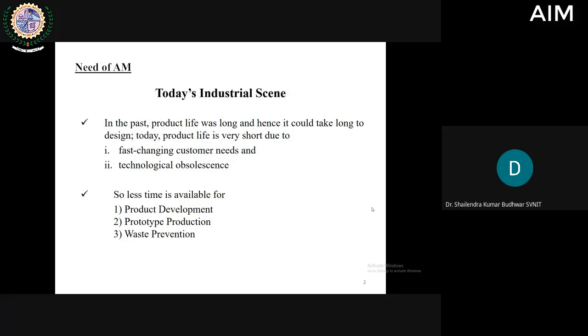Because in additive manufacturing, the complete product is fabricated layer by layer and in one step only. One step in the sense that if you are able to make a 3D CAD model of a product, then you can easily manufacture that product by using some suitable technique of additive manufacturing. So manufacturing time is drastically reduced by AM.